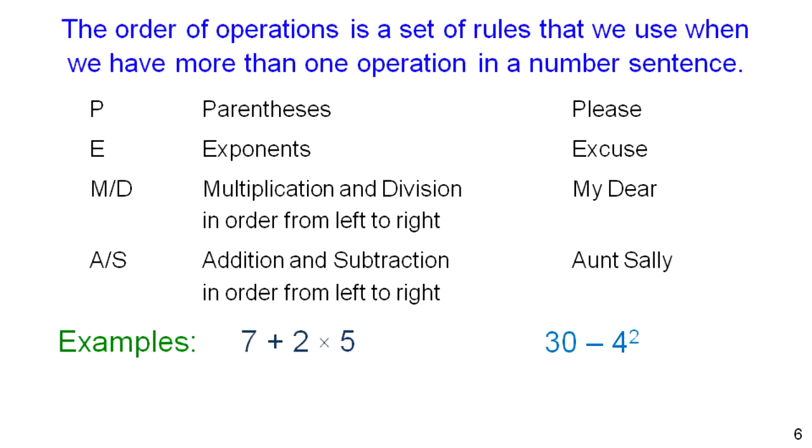For example, notice that both of the expressions you see here involve more than one operation. To work the one on the left correctly, we must start by multiplying 2 times 5. 2 times 5 is 10, and then we can add 7 plus 10 is 17. So the correct answer to this question is 17. To work the problem on the right, we must start with our exponents. Notice that 4 to the second power is equal to 16, and then 30 minus 16 is equal to 14. So the correct answer to this question is 14.